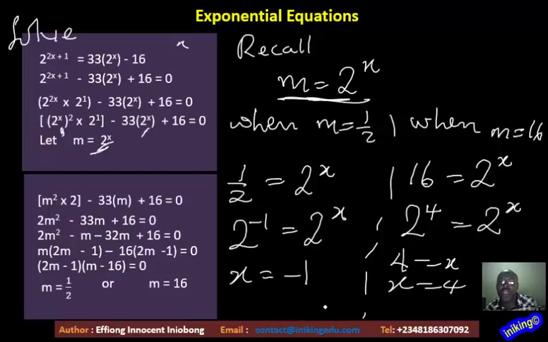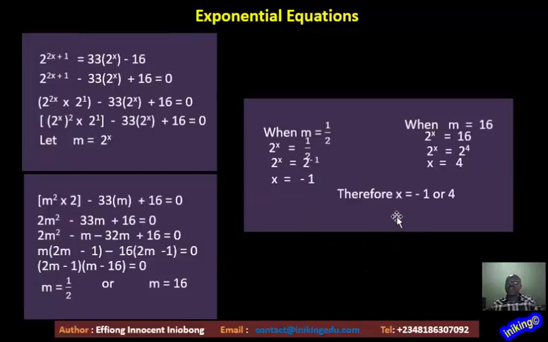So we obtain two results there. x is equal to minus 1 or 4. And that's what we have there. Therefore, x is equal to minus 1 or 4.